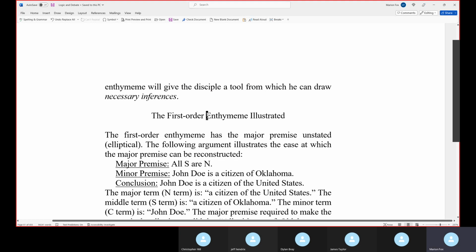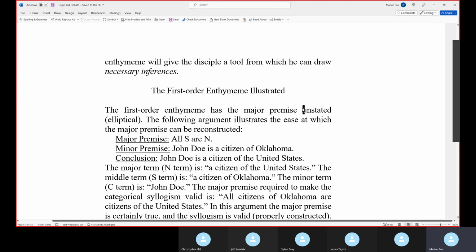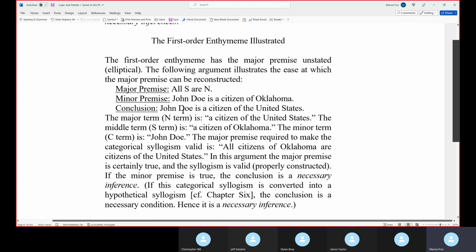So let's take a first order enthymeme and lay it out. It has a major premise unstated. It's elliptical, it's not stated. And the following argument illustrates the ease at which the major premise can be reconstructed. Now, right here, all S or N, that's your major premise. Your minor premise: John Doe is a citizen of Oklahoma. Conclusion: John Doe is a citizen of the United States.